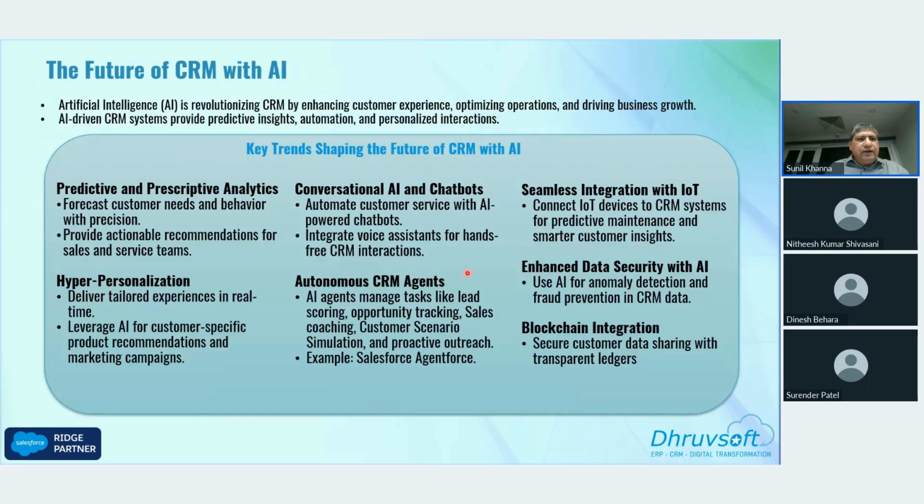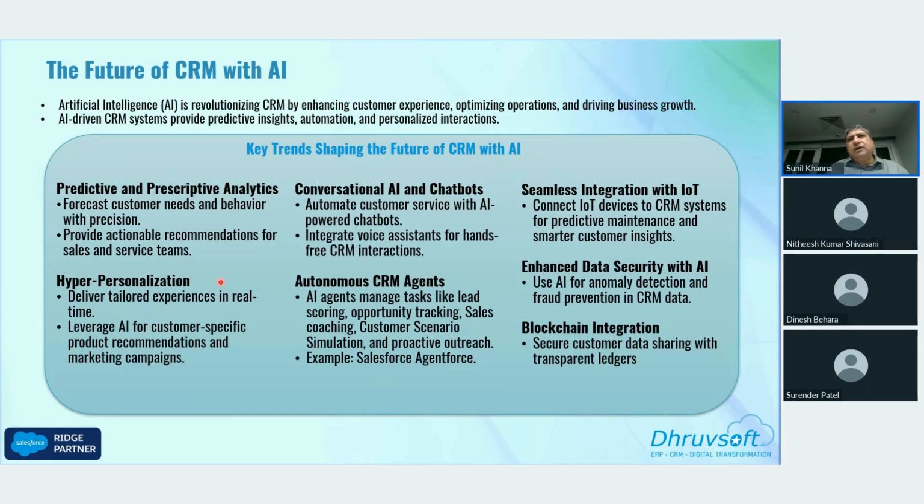If you look at the future trends, I will classify them into these groups, starting with predictive and prescriptive analytics. You will have better forecasts about customer needs and behaviors with precision going forward, and you'll have better actionable recommendations than what you have today. So this is one area where AI is helping shape CRM systems going forward.